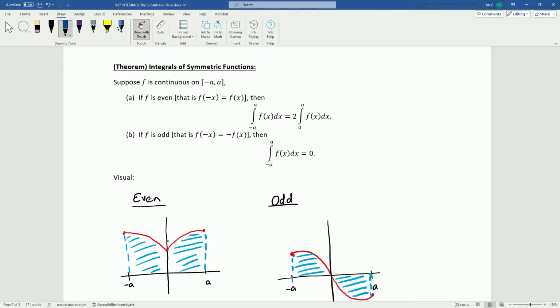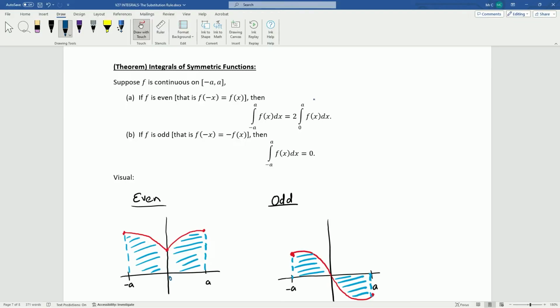Now, the visual justification for this is very simple. You look here at your picture. If it's an even function, f of negative x equals f of x, that means you get a mirror image over the y-axis. And so the area from 0 to a is going to be the same area from negative a to 0. It just looks mirrored. So instead of integrating from negative a to a, you can just double your integral from 0 to a. Sometimes you may see that in problems, and it can cut down the work a little bit. It's not a huge time saver, but sometimes it makes the computation a little easier.